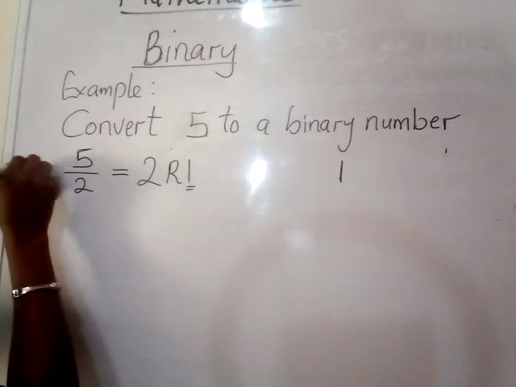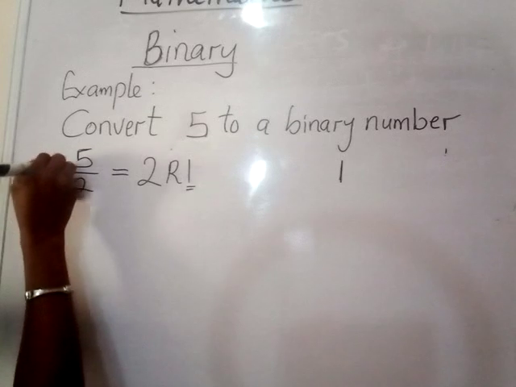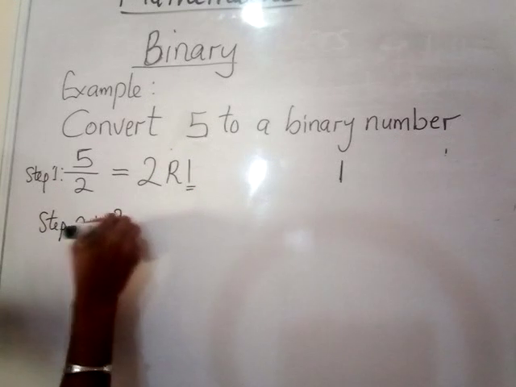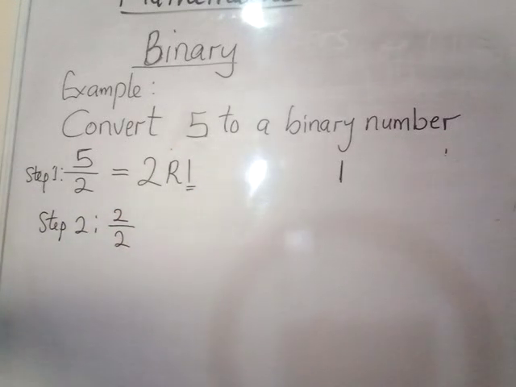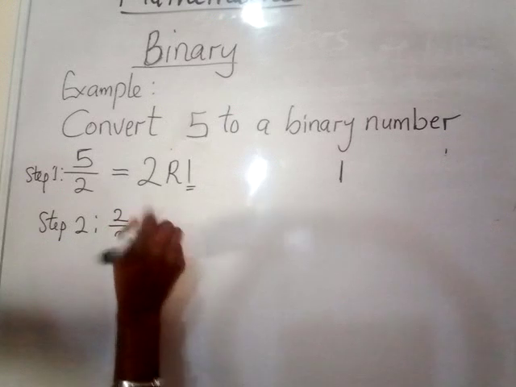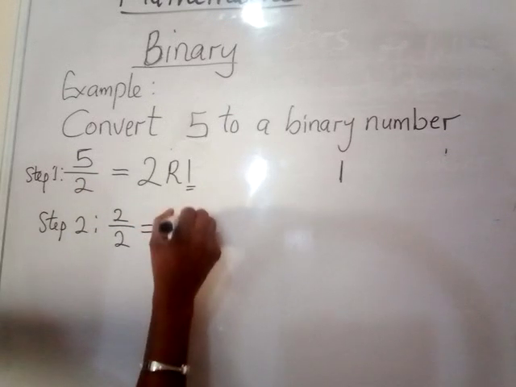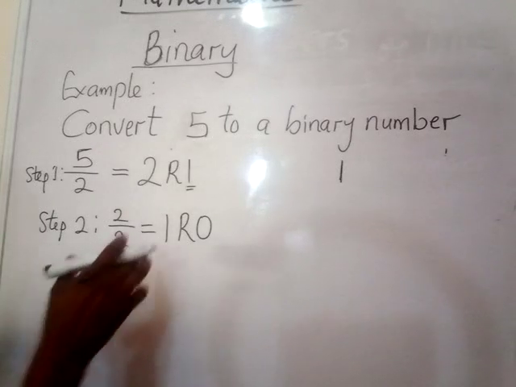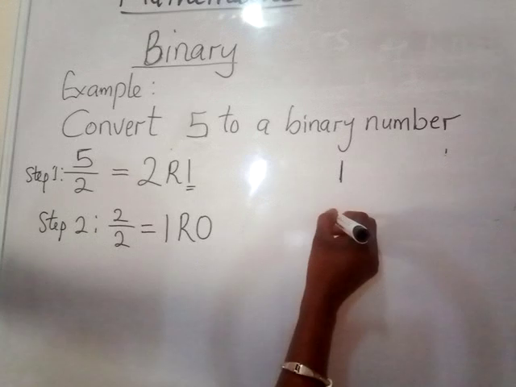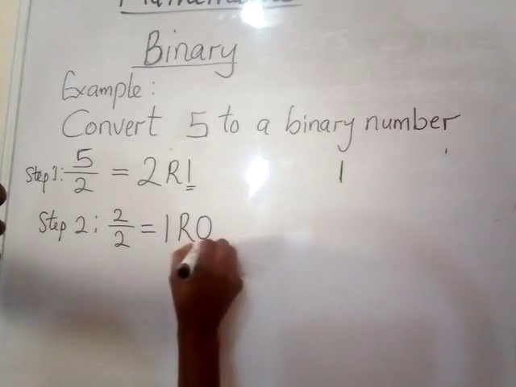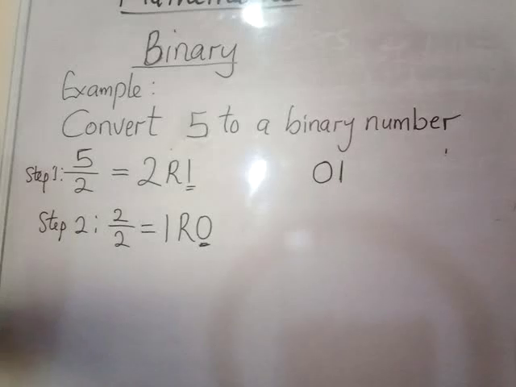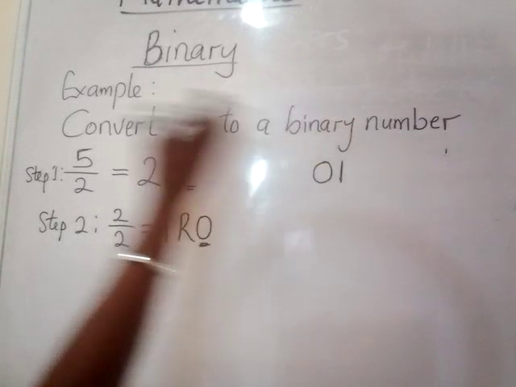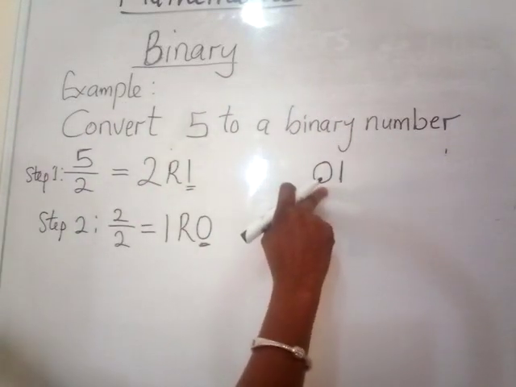So the next step, let me just write here, step 1, 5 divided by 2. Step 2 now is 2 divided by 2. If you divide 2 by 2, what does it give you? It gives you 1, remainder 0. So that means 0, the remainder, you will write down to the left of the digit you put down before. Remember we're working from right to left, so 0 comes in this position.